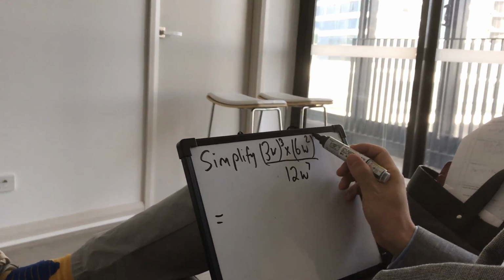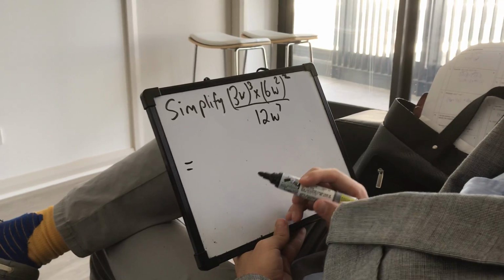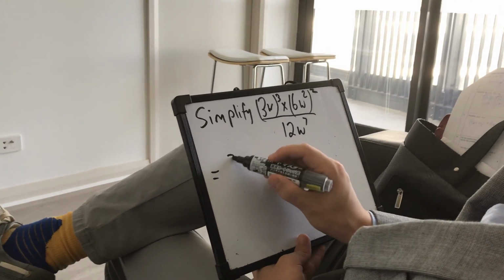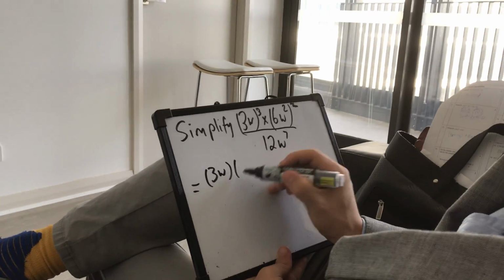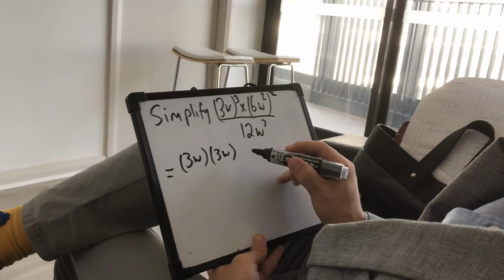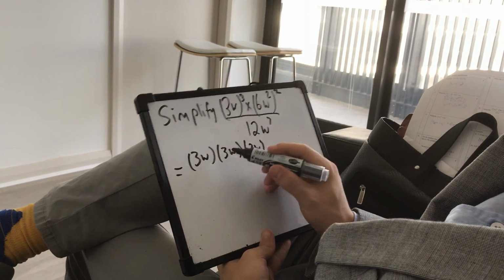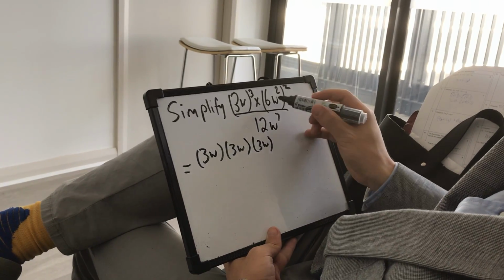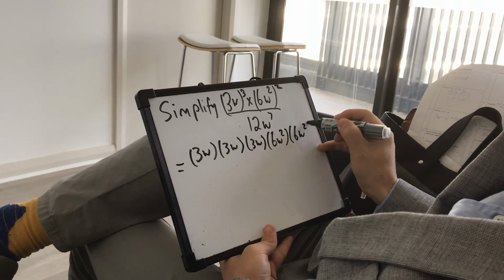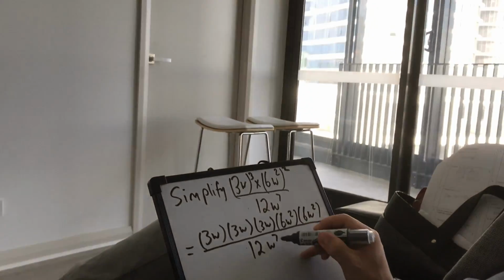So we have a squaring and cubing. Just to remind you what it means, I'm not going to just apply the rule. Powers are just the same as repeated multiplication, just like how multiplication is repeated addition. So that's what 3w cubed means: you have three of them timesing each other. And 6w squared means you have two of them timesing each other. And it's all over 12w to the 7.